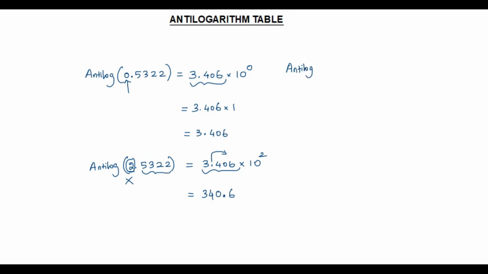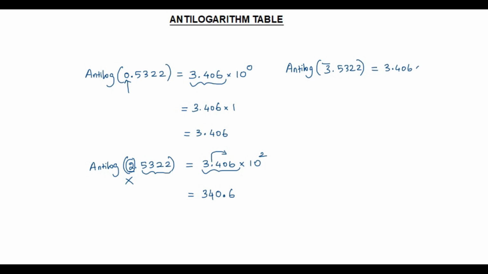Antilog of bar 3.5322. To get the antilogarithm of bar 3.5322, I consider only the digits after the decimal. So I get the number 5322. Already I got the value for 5322 in the antilogarithm table, that is 3.406. The same can be taken here.